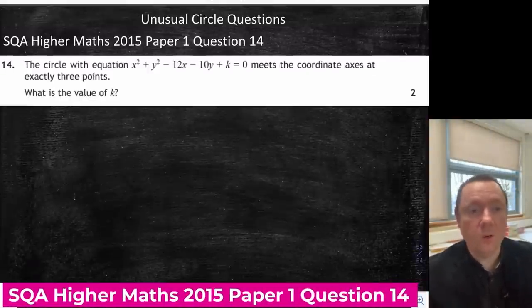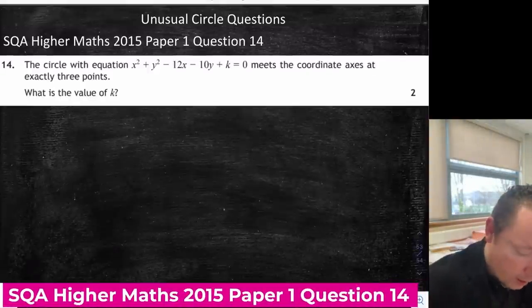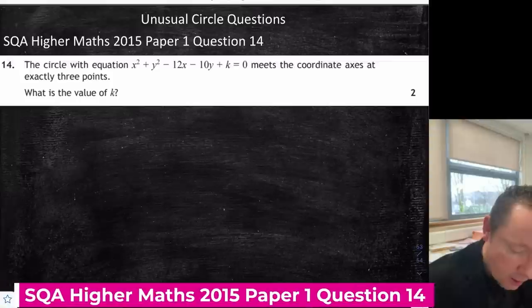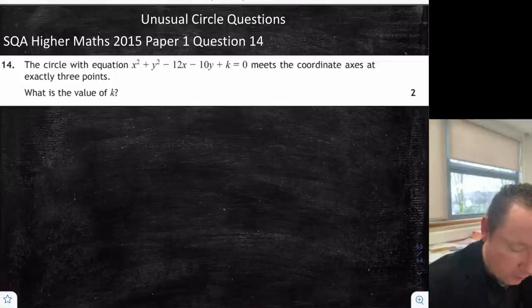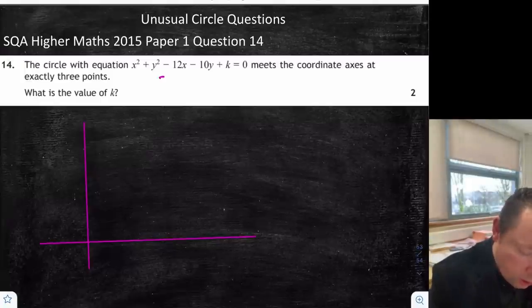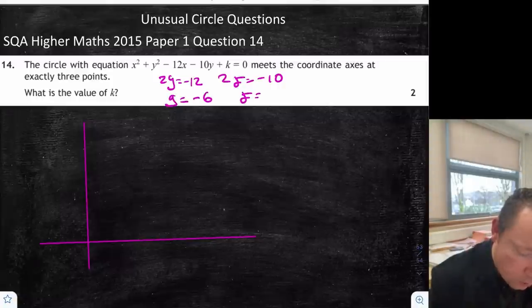Okay, some unusual circle questions. 2015 paper 1 question 14. A circle with this equation meets the coordinate axes at exactly 3 points. What is the value of k? So drawing a quick sketch of this, we've got 2g is minus 12 and 2f is minus 10. So g is equal to minus 6 and f is equal to minus 5.